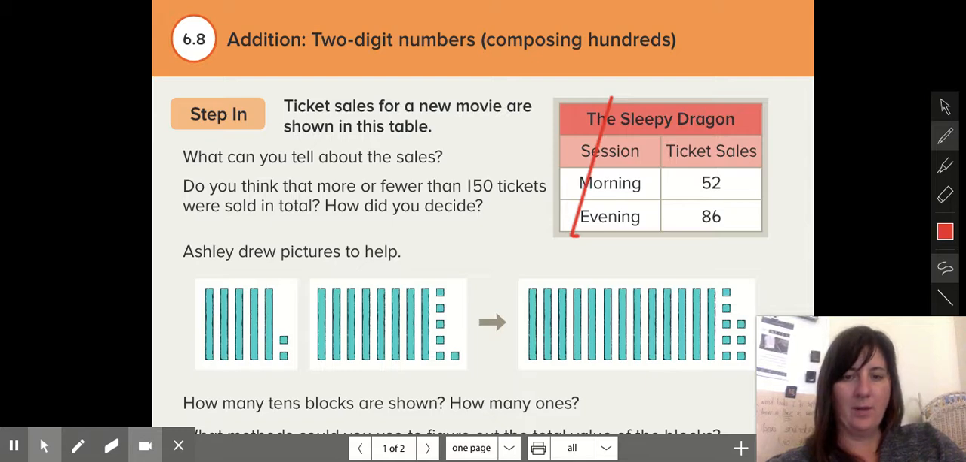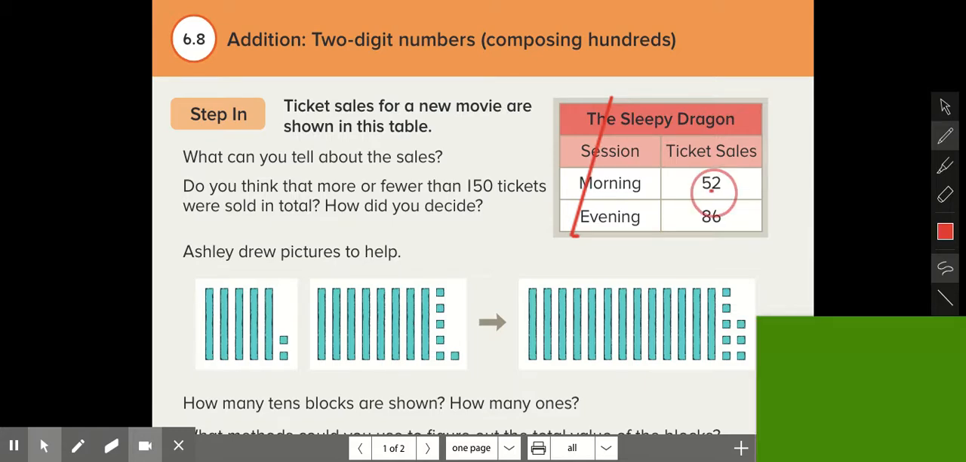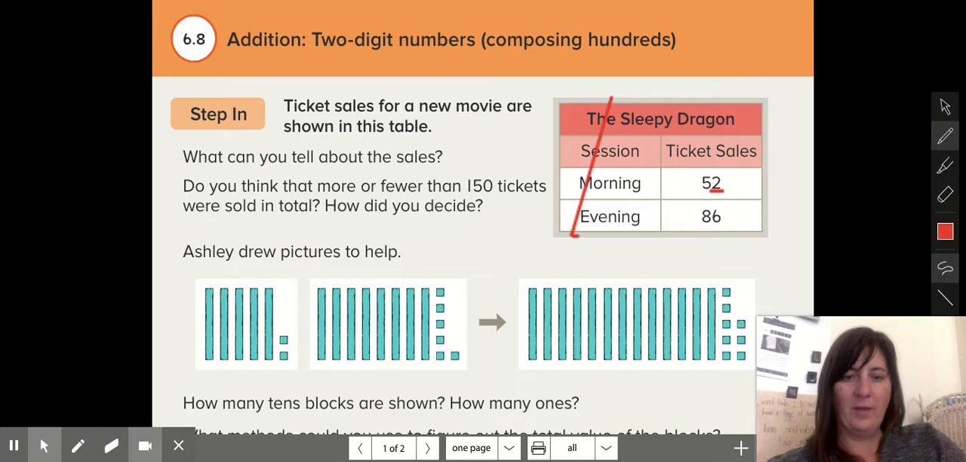Ticket sales, for the morning session, there were 52 ticket sales, and for the evening, there were 86 ticket sales. What can you tell about the sales? Do you think that more or fewer than 150 tickets were sold in total? And how did you decide? So you just kind of look at those two numbers, 52 and 86, and make a quick guess. Is that more or less than 150?